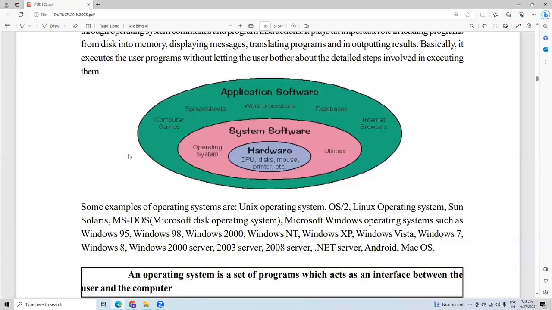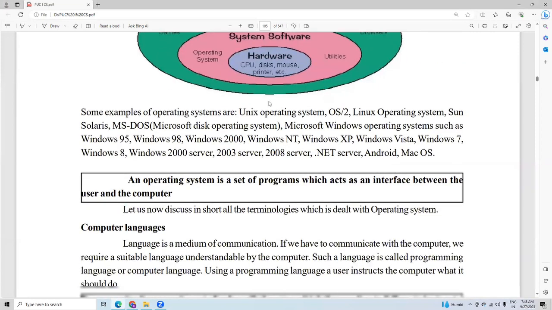So you can see here, there is a diagram where in the very innermost part, we have all the hardware parts. In the next layer, we have system software, that is OS and utilities. In the outer layer, we have application software which are used by you, right? That is the 3 layers of the system they have given.